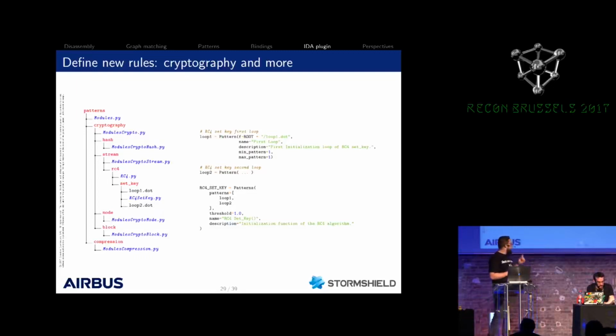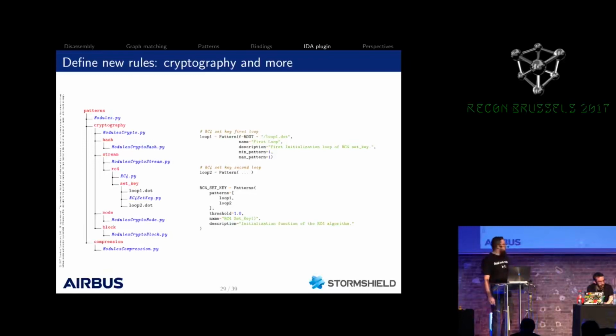We give the path to the dot file, to the pattern. Then we give a name, a description of this pattern. Then we say a minimum pattern is 1, so that means I want to match this pattern 1 time or more. Then we fix the max pattern, so we say I want at max 1 time this pattern, so we must match just 1 time the first loop.